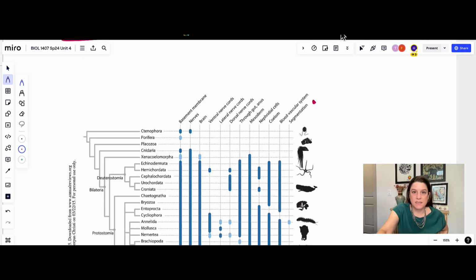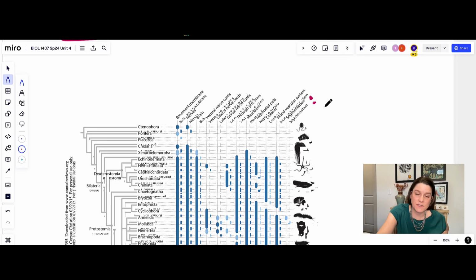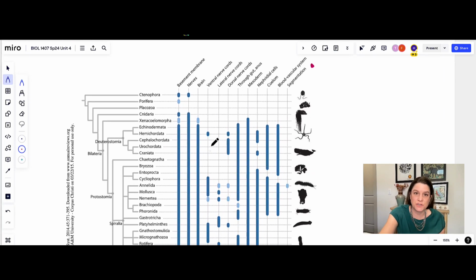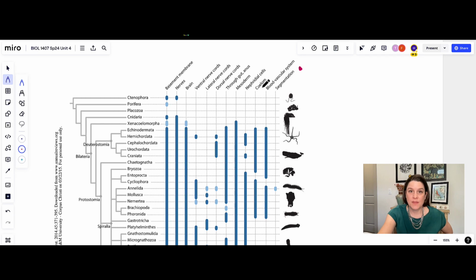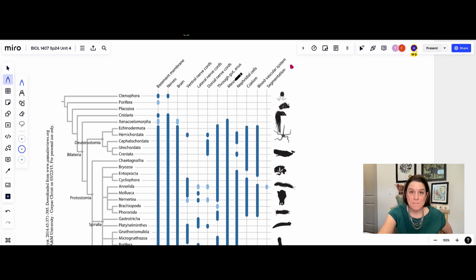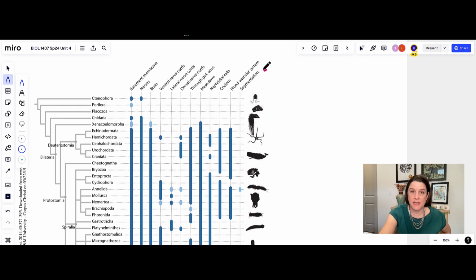Segmentation is the last column there. And this actually gives you a lot of interesting information about who has ventral nerve cords. Dorsal we'll see is only in deuterostomia. Through gut or anus, and that means that it has the complete gut, like the complete gut, right? The alimentary canal. Mesoderm is going to be all those bilaterians, right? Because that's the third tissue layer.